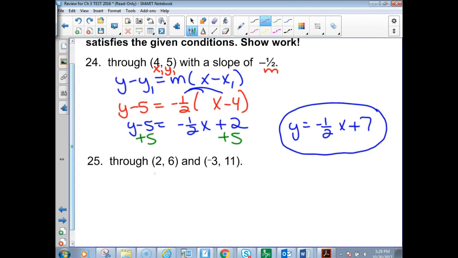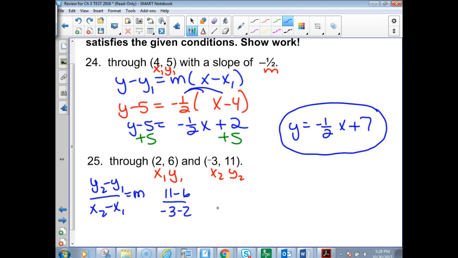The next one has 2 points given, so we have a separate step than we did on the last one. First, we must find the slope using y2 minus y1 over x2 minus x1. That's your m value. So that's going to give us 11 minus 6 over negative 3 minus 2. That's 5 over negative 5, which is negative 1. I will choose the first point and substitute it in to the y minus y1 point slope formula.